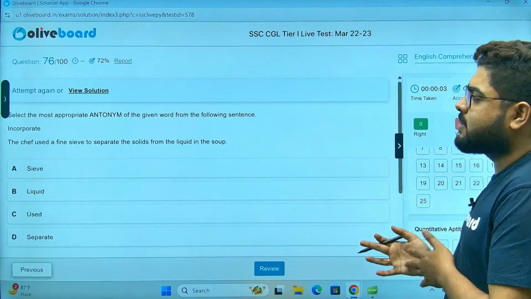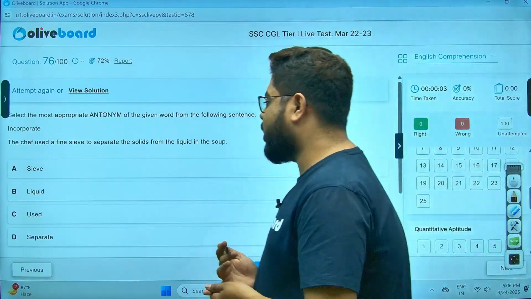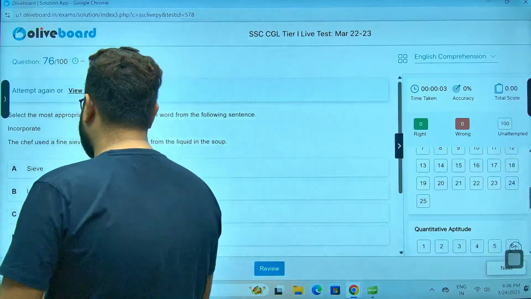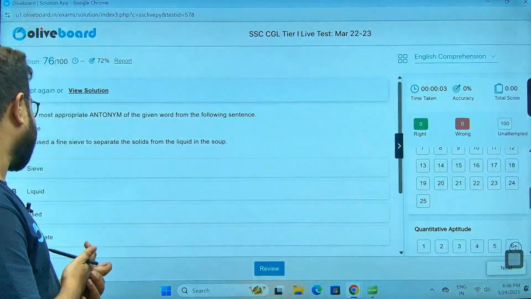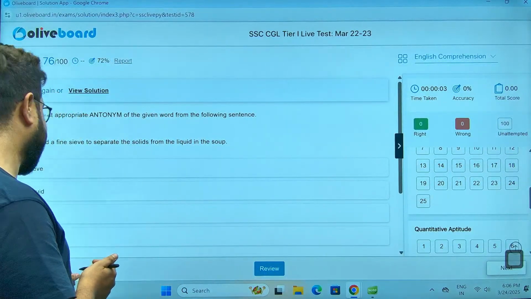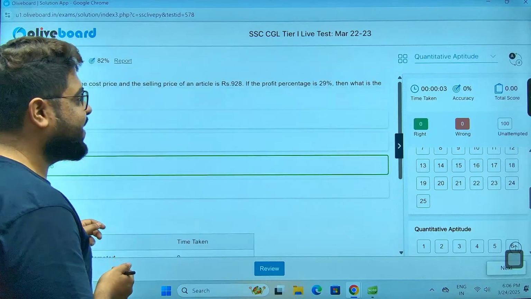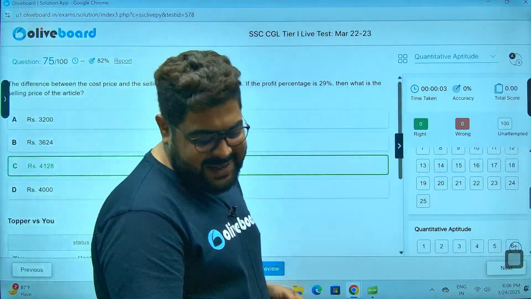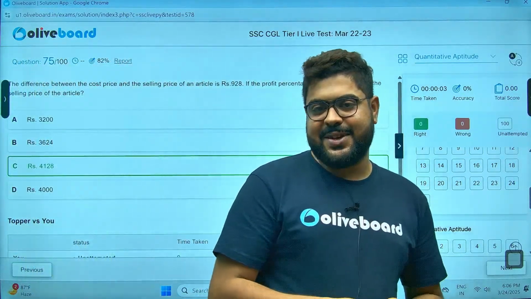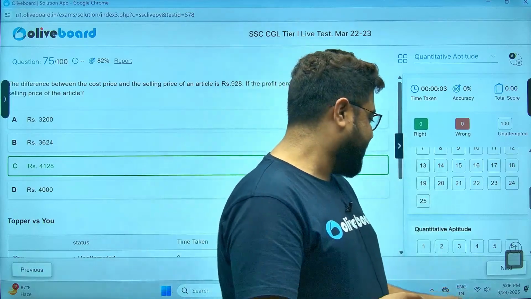So that was the last question. Antonym of incorporate. Antonym of incorporate. Okay. So that was our last question of the mock.